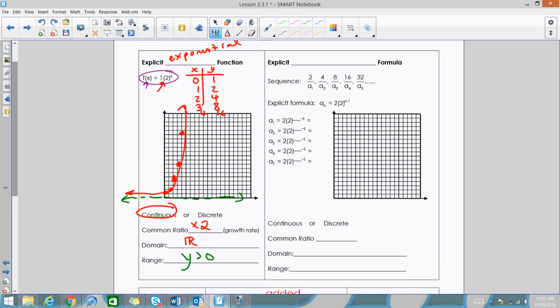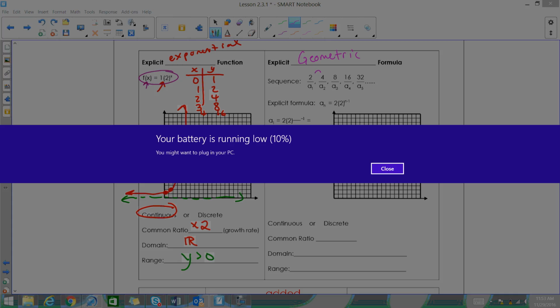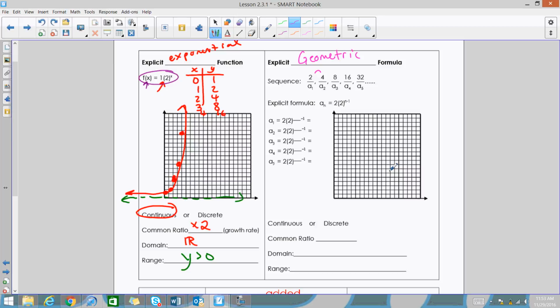Now, this second part over here is a little bit different. This is called an explicit geometric function. The reason I know this is because if you look at these numbers, 2, 4, 8, 16, and 32, you can tell that these are multiplied by 2. Multiplied by 2, multiplied by 2, multiplied by 2. And the explicit formula is this. You'll be given one or the other.